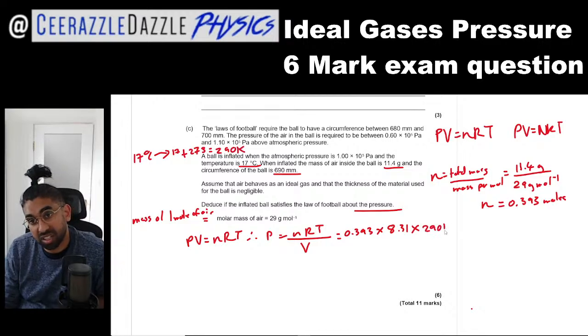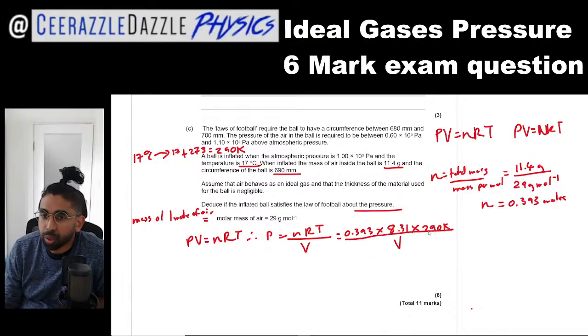So 290 Kelvin divided by the volume. But we don't have the volume. We actually don't have the volume.